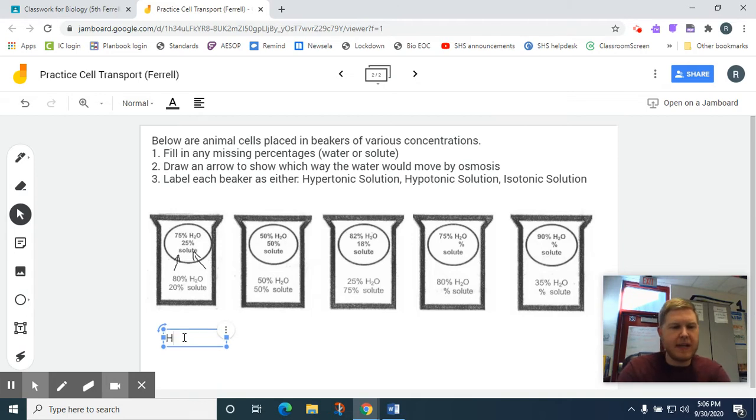So this would be a hypotonic solution. Okay. And we're going to scoot this a little closer. So this first one, water's going in. This is a hypotonic solution.